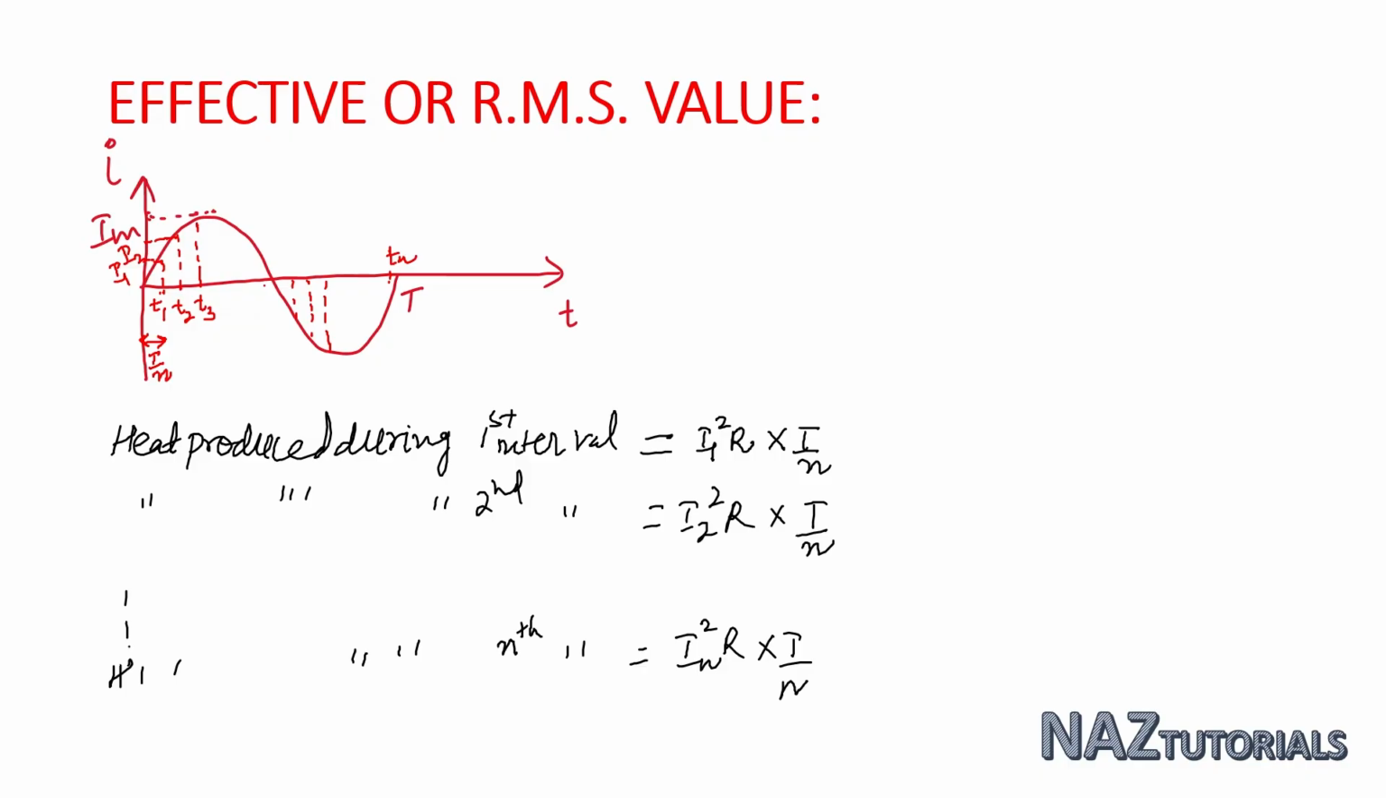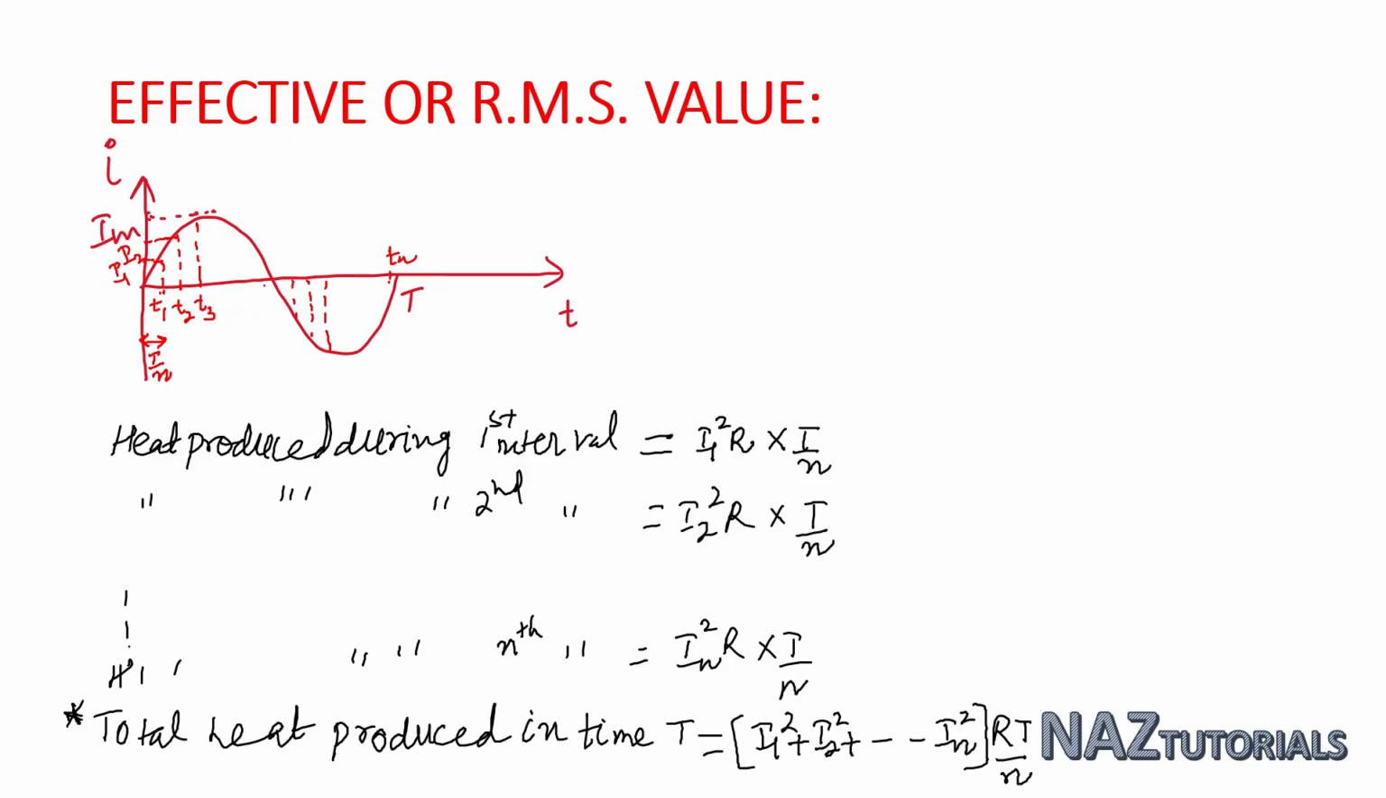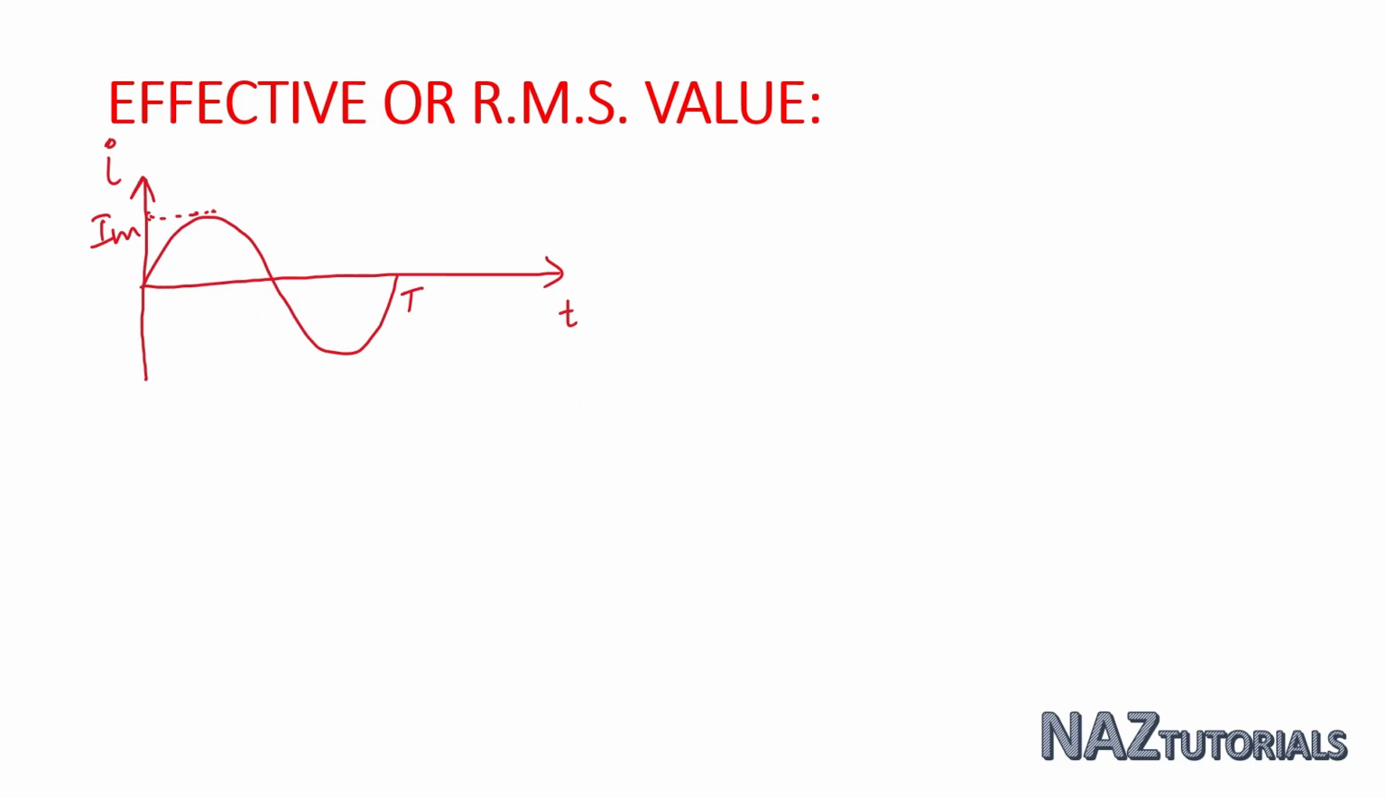So if you add all these quantities, that is the net heat produced by this AC waveform. So the total heat produced in time T is I1 square plus I2 square up to In square multiplied by RT divided by n. This is the total heat produced. Now the RMS value is the same amount of DC value which we connect to the circuit which will provide the same heat for the DC and AC values.